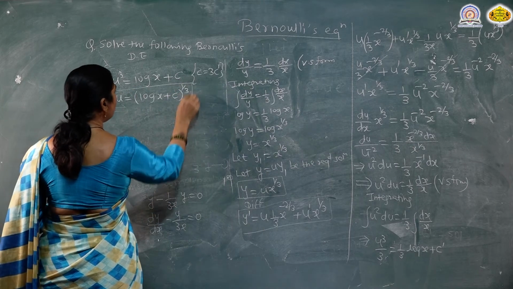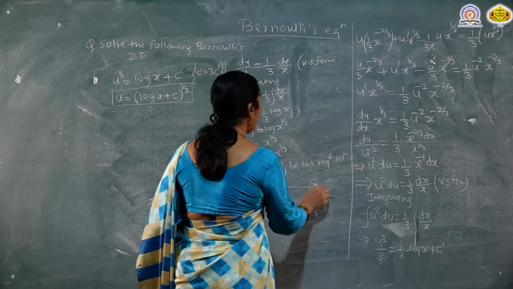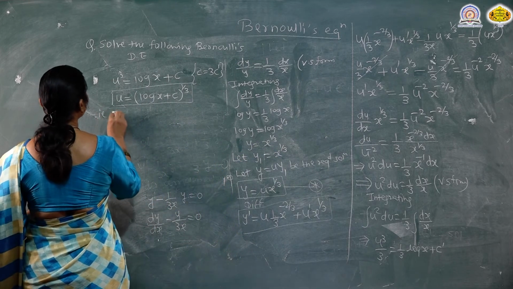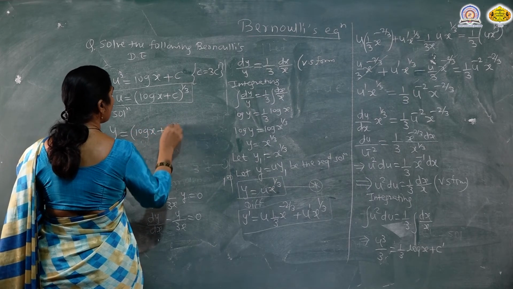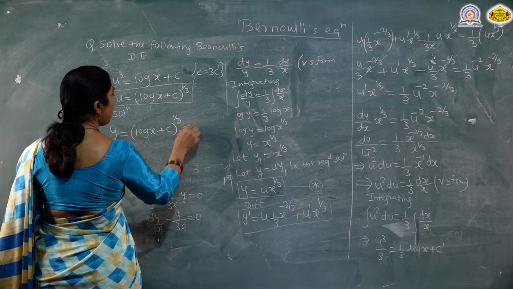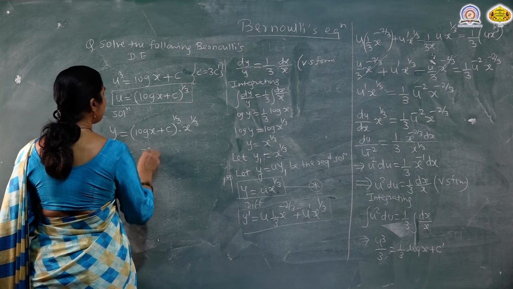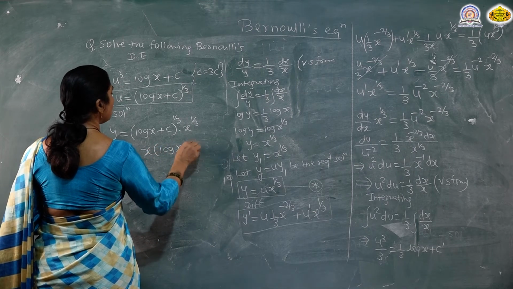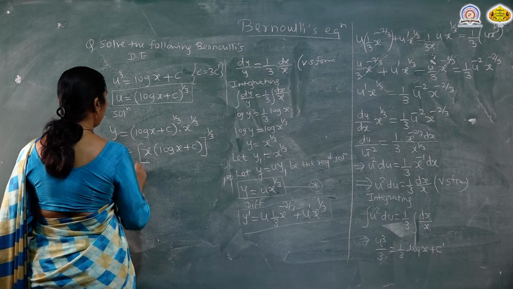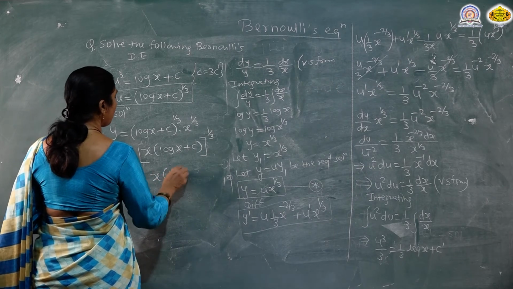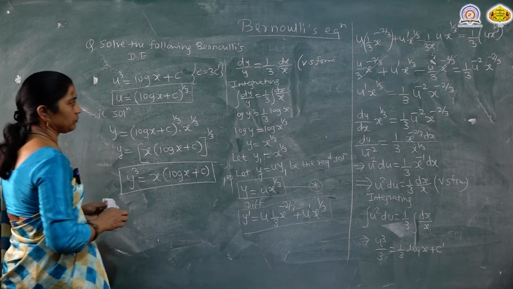Once we get value of u, we substitute that value in y, and therefore we get the last solution, that is the solution becomes y is equal to (log x plus c) raised to 1 by 3 into x raised to 1 by 3. This is the total solution, or we have x into (log x plus c) raised to 1 by 3 is equal to y, or we get y cube is equal to x (log x plus c). So this is the final solution of Bernoulli's equation.